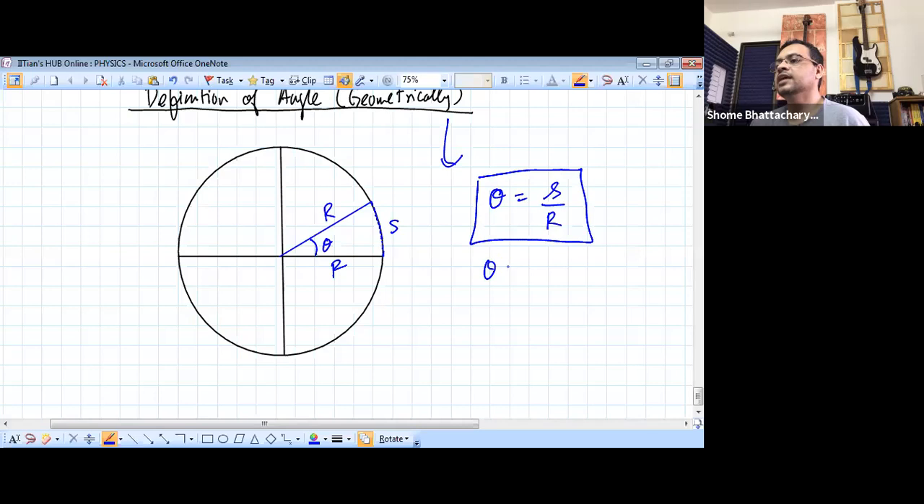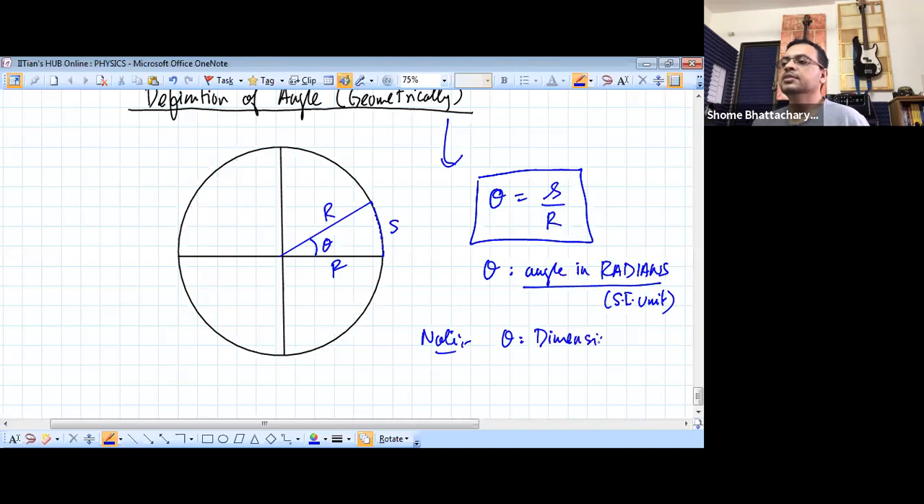This is the angle in radians. And radians is nothing but the SI unit. This is the definition of angle, and that is why we say that angle is a dimensionless quantity. It is dimensionless because it is distance divided by distance.